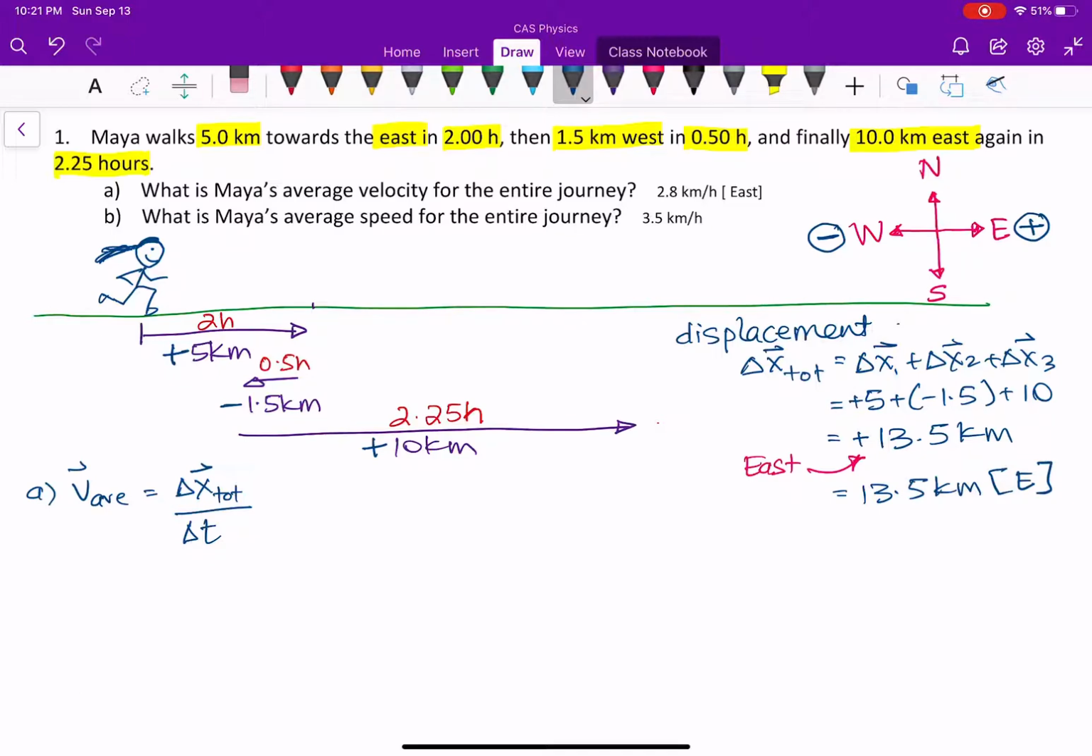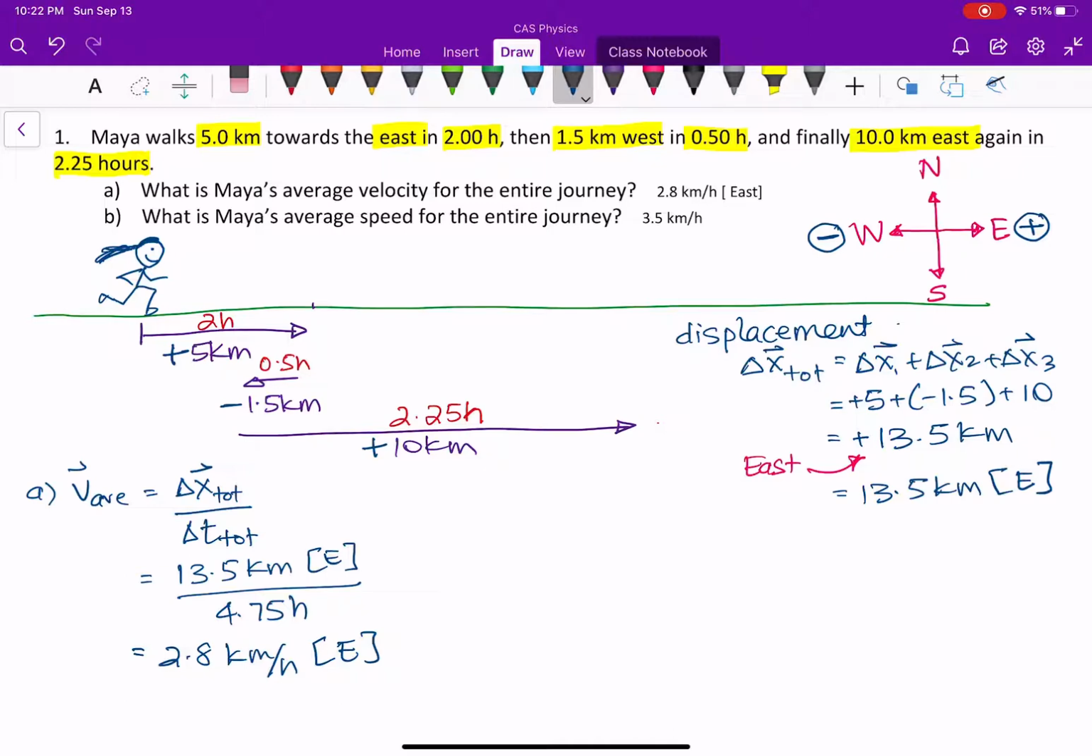So going back over to part A, it's going to be the total displacement divided by the total time. It's 13.5 kilometers east, because displacement has a direction, divided by the total time, which would be 2 hours plus a half hour plus 2.25 hours, which works out to 4.75 hours. So when I do that math, I end up getting, I think, 2.8 kilometers per hour. And don't forget to include the direction, because velocity is also a vector and requires a direction.